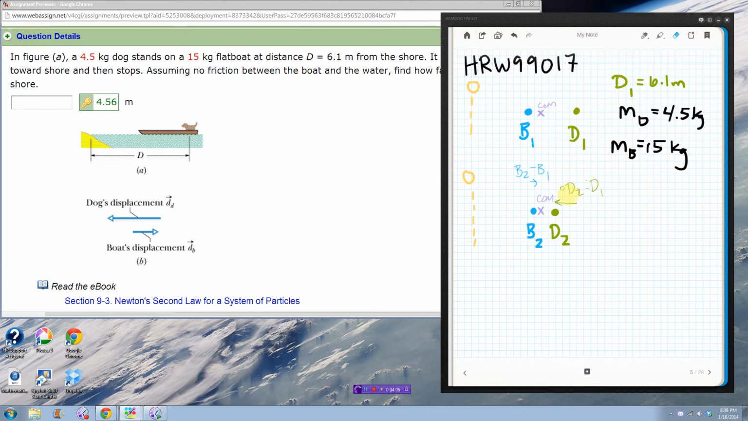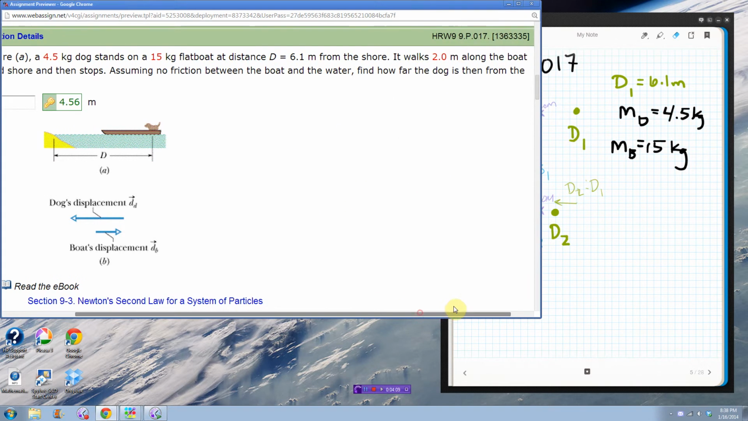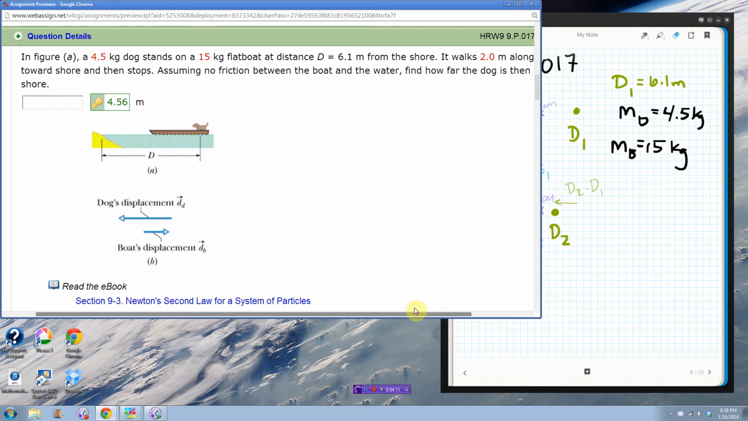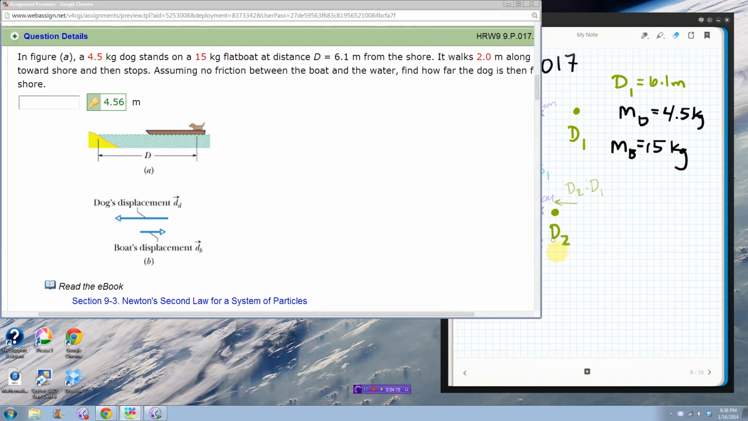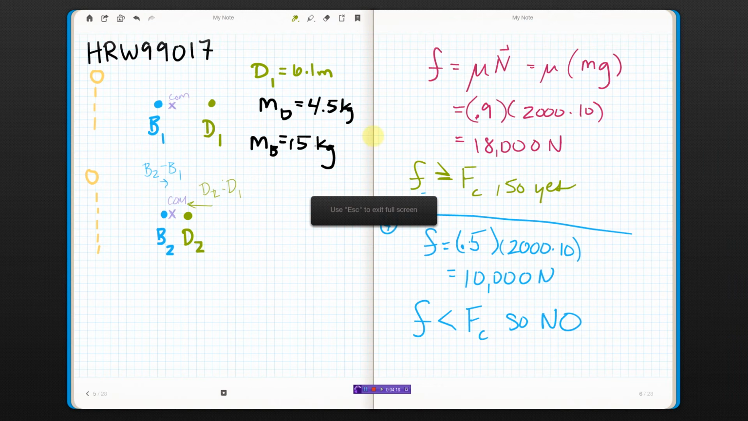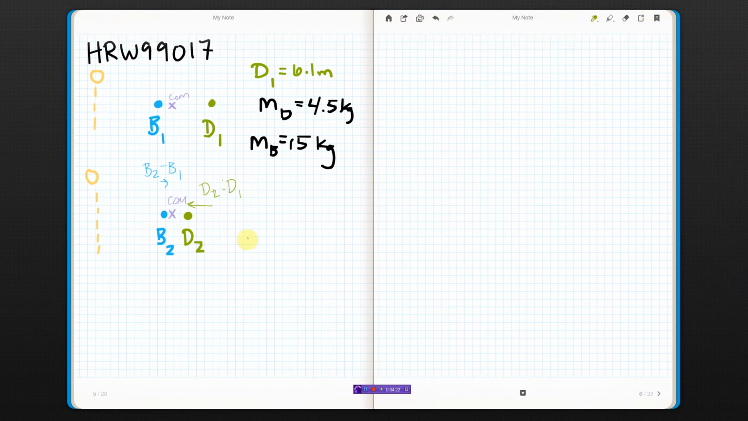All right. Now it does say the dog walked 2 meters along the boat. Okay, toward the shore and then stops. Okay. I'm going to go a little full screen to 2 meters. Whoops. This is from the last problem or some other problem. There we go. Okay. Didn't see that until I made it full screen.